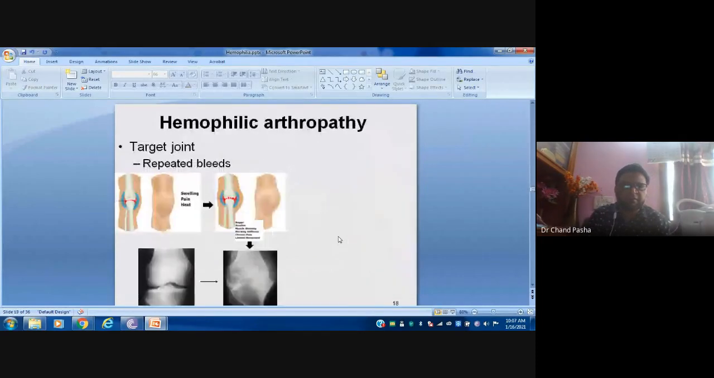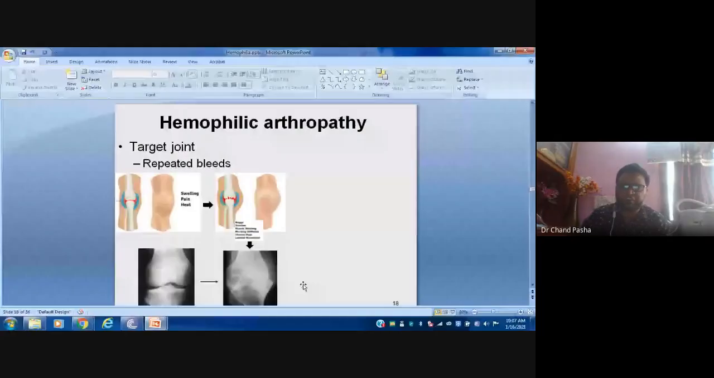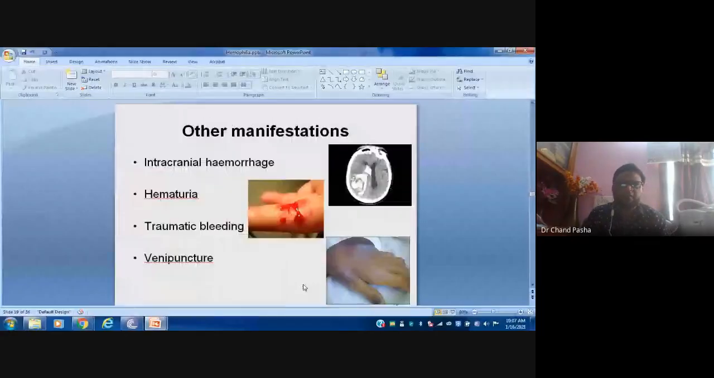Let's see how the bleeding here causes heat and swelling, so the joint gets enlarged. You can see the gap between these two is not clearly seen because the RBCs are collected in that area. Intracranial hemorrhage also occurs, in the brain, in the cranium, which is the box of the brain. Hematuria, where blood flows in the urine. And in traumatic conditions, even a small cut leads to a lot of bleeding.